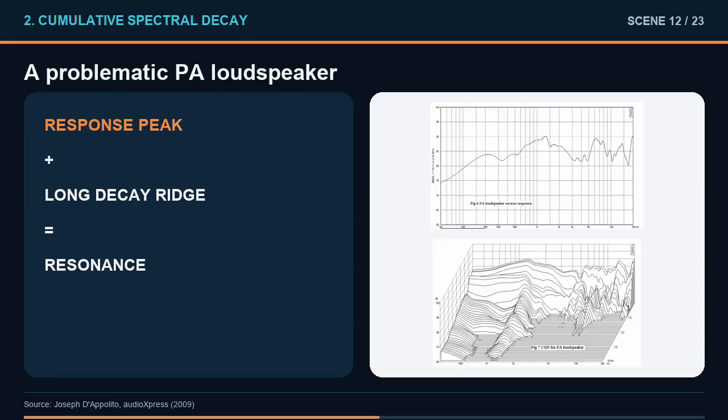Now compare that result with a small two-way loudspeaker used for public address announcements. Its on-axis response is highly irregular, with large peaks and dips across the band. The CSD plot shows ridges at many of the same frequencies, revealing energy that continues after the original signal. A peak in frequency response tells us where the output is excessive. A ridge in the decay plot tells us that the system is also storing energy there. Together, the two views make the resonant behavior much easier to identify.